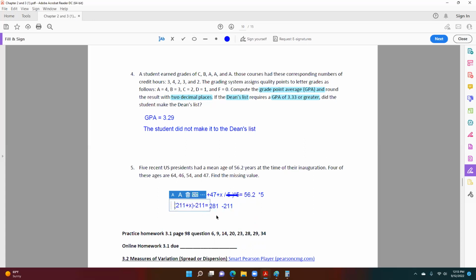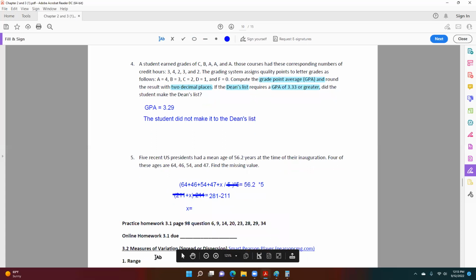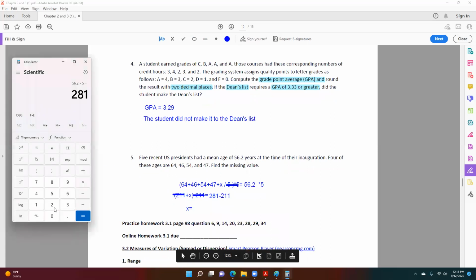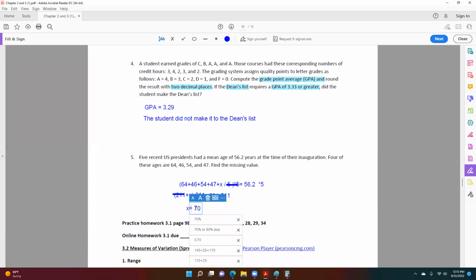The reason why we're doing this is because we will cancel this 211 with this 211. I think you guys know how to solve equations here. So you get x by itself in this case. So what is 281 take away 211? I think it's 70. Yep. So that is your answer in this case. So the missing value for this case will be 70.